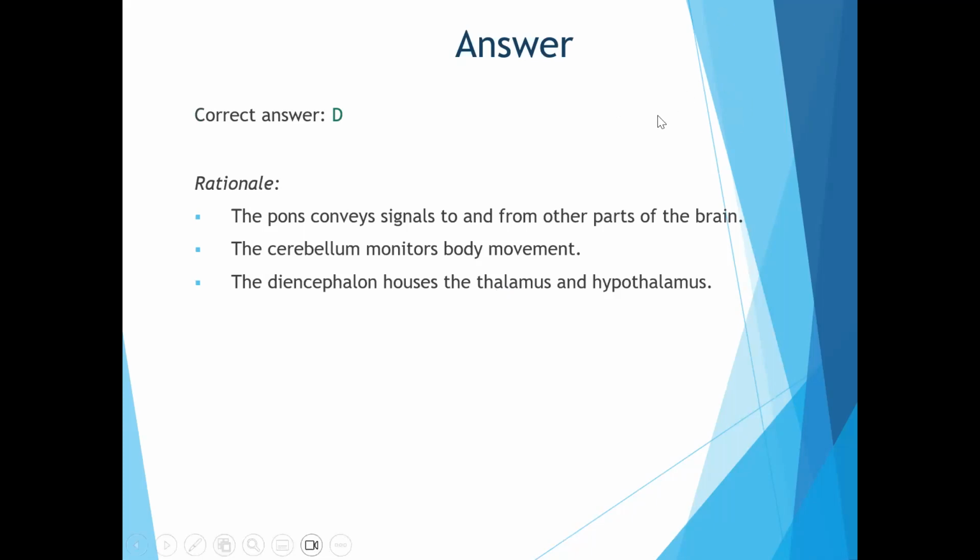And remember, our pons is conveying signals. The midbrain also has tracts to convey signals. Our cerebellum is more of our balance, proprioception, and body movement system. And then remember, the diencephalon is not a structure within itself, but it houses the thalamus and hypothalamus, which are more involved in our sensory system.